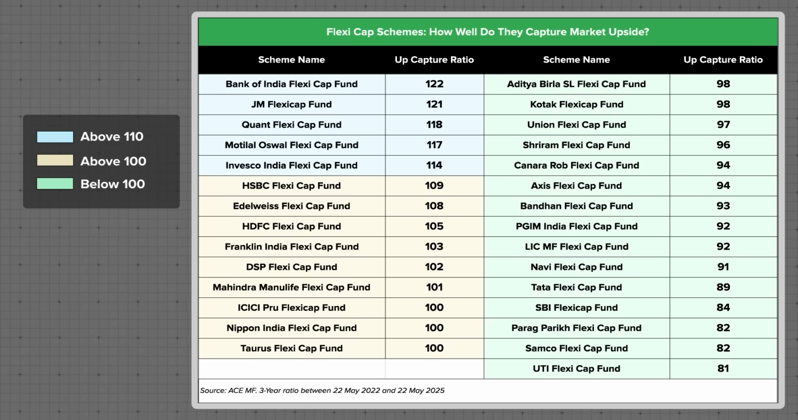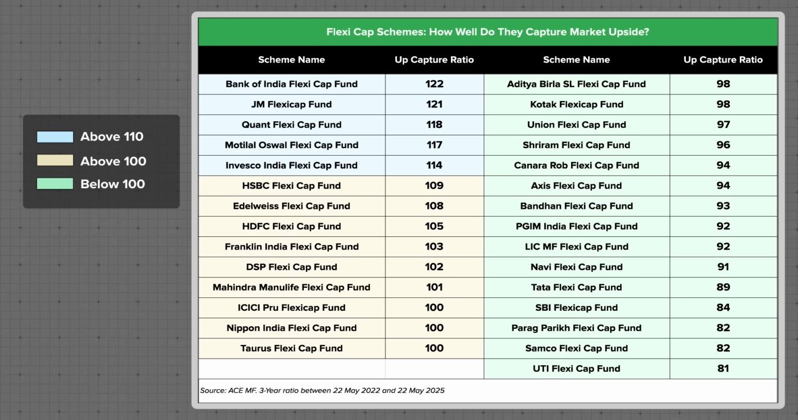and 22nd May 2025. From the table, we can see that funds like JM Flexicap, Bank of India Flexicap, Quant and Motilal Oswal stand out for their ability to participate in rallies. These funds have delivered more than 15 to 20% higher returns than the benchmark during uptrending markets. This indicates an aggressive positioning, often linked to higher allocations in mid and small caps or more opportunistic stock selection.